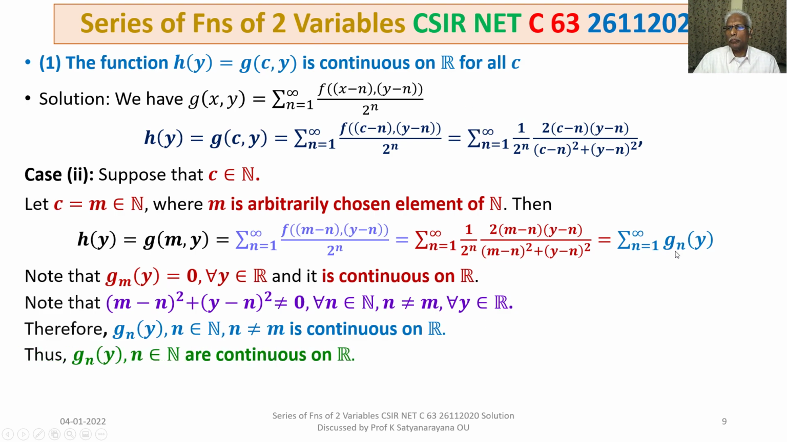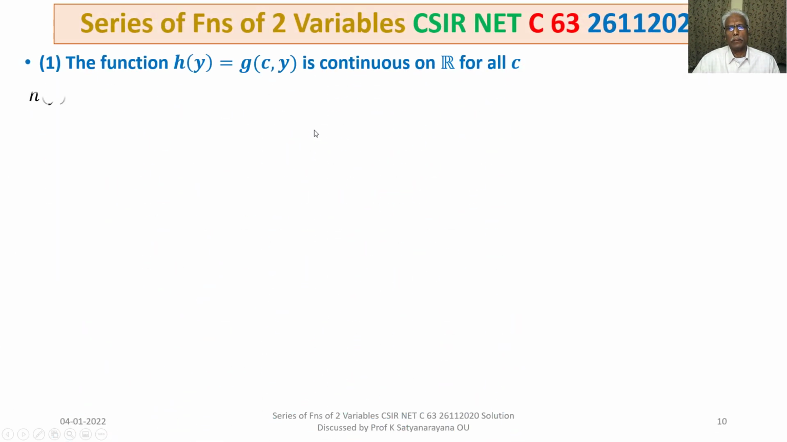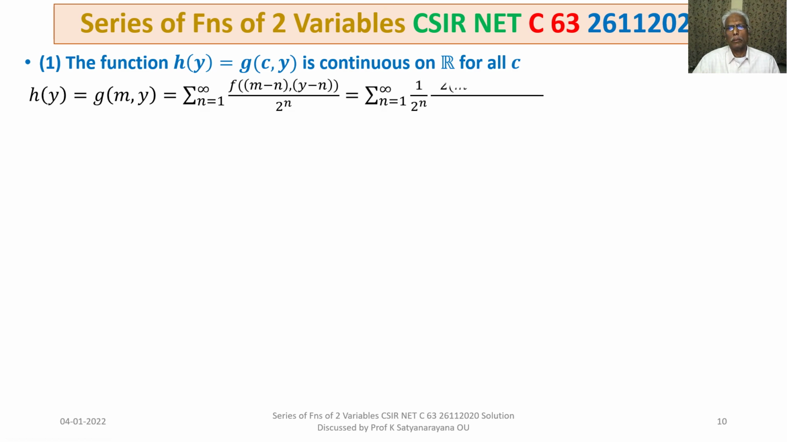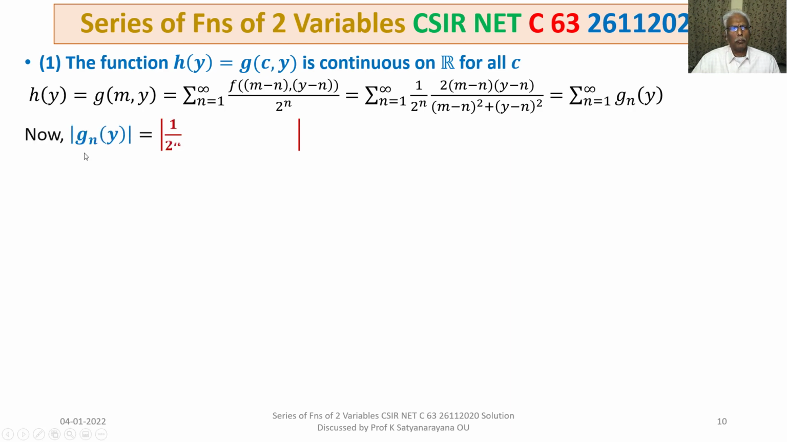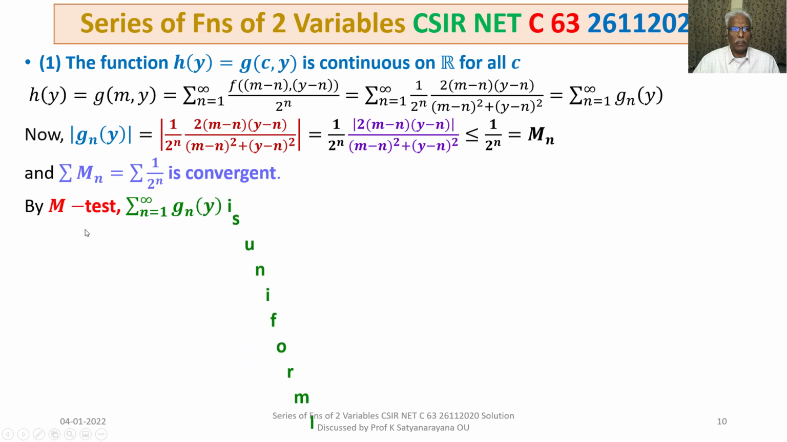Thus, each term g_n(y), n belongs to N, of the series is continuous on R. Now, let us talk about the uniform convergence of the sigma g_n(y). Now, mod of g_n(y) is equal to 1 by 2 power n into mod of this, and mod of this is less than or equal to 1, so it is less than or equal to 1 by 2 power n, that is equal to M_n, and sigma M_n is sigma 1 by 2 power n, which is convergent.